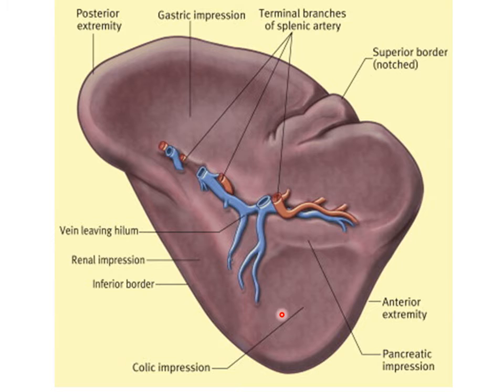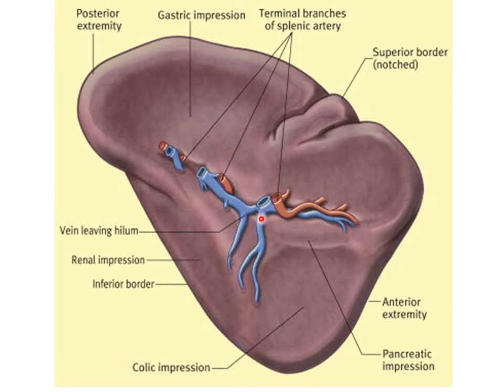Colic impression is for the splenic flexure of colon and it occupies a triangular area adjoining the anterior end of spleen. Right? This is the anterior end and this triangular area is colic impression, right? And its lower end is related to the phrenicocolic ligament. Lower part of the colic impression is related to phrenicocolic ligament.